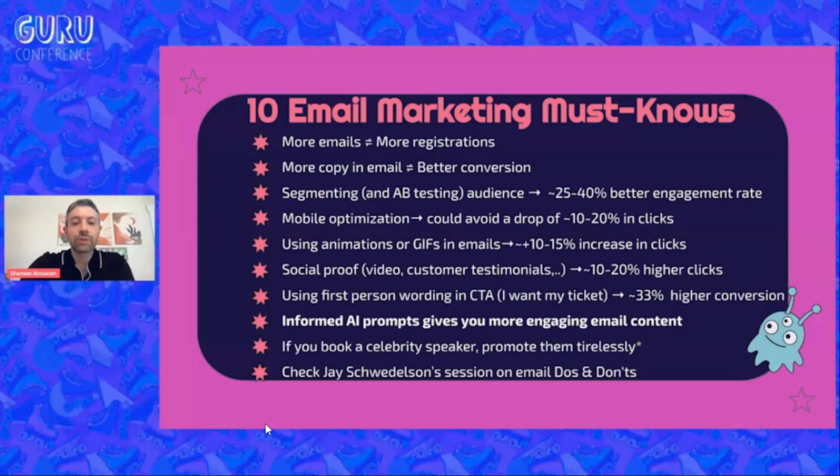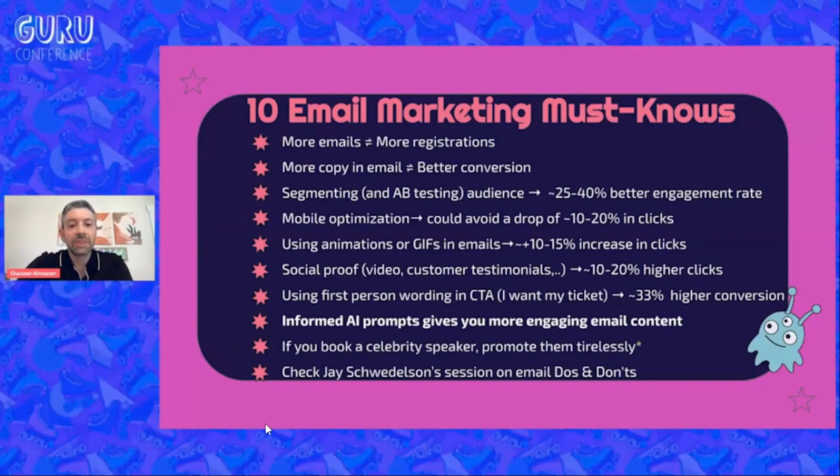Social proof, including customer testimonials. Customers love to hear from customers like themselves. That's always a great area to increase clicks and engagement in the emails. Using first person wording in the CTA, like I want my ticket, I want in, I'm interested, save my seat. All these things help us see higher conversion.